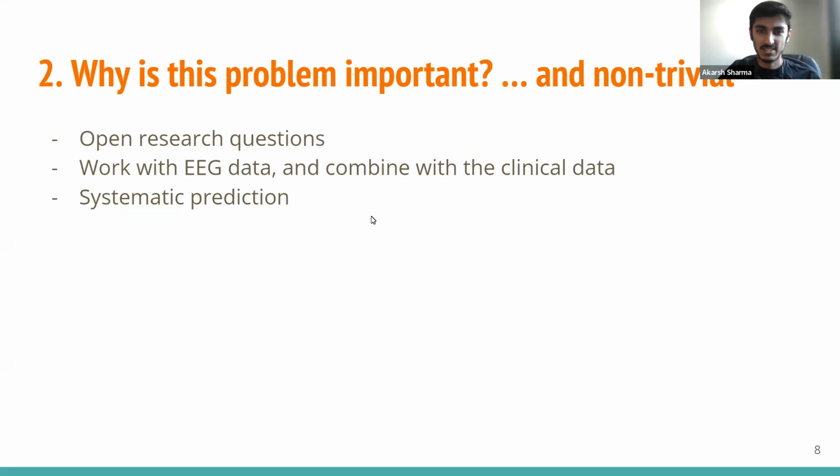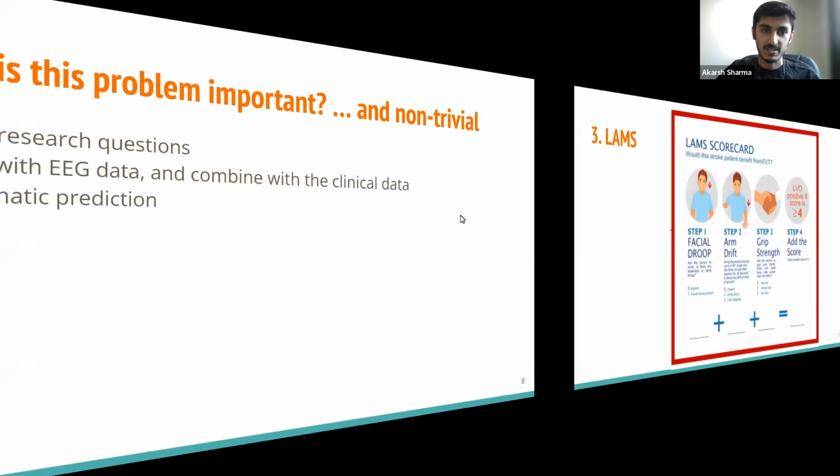And next, we're working with EEG data, which is quite noisy. The data was really noisy. As you can see, it's just brain waves, so there's a lot of noise in the data. And we're combining it with clinical data, trying to figure out how to use the maximum potential of both data sets and predicting, essentially.